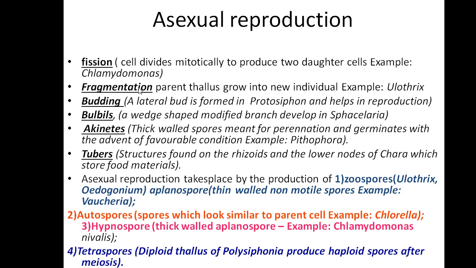Okay, and fragmentation means the parent thallus, that is the parent algae body, grows into new individuals, as in Oedogonium or Ulothrix. Budding means a lateral bud, lateral meaning at the side of the algae body, forming a small outgrowth of daughter cell, which is called budding. Next, bulbils means wedge-shaped algae body, where a new algae body is developed, that is called bulbils.